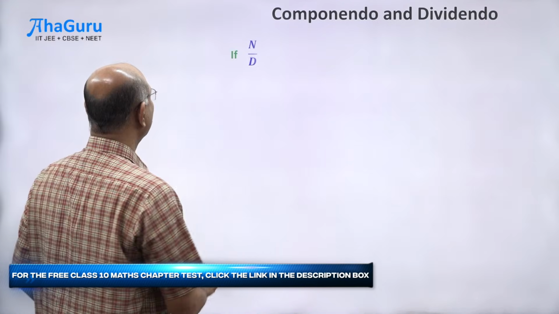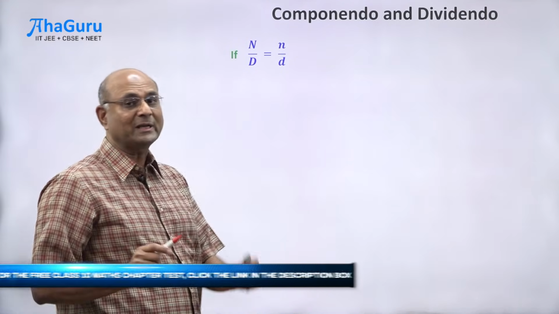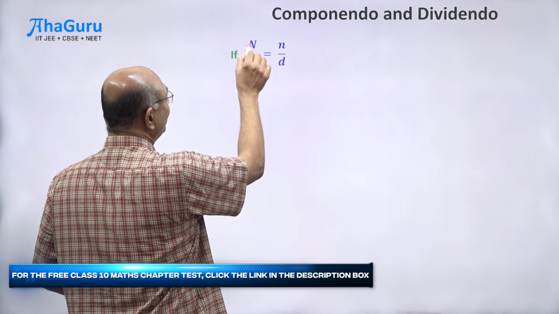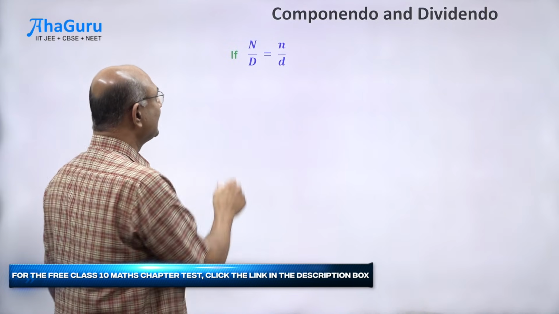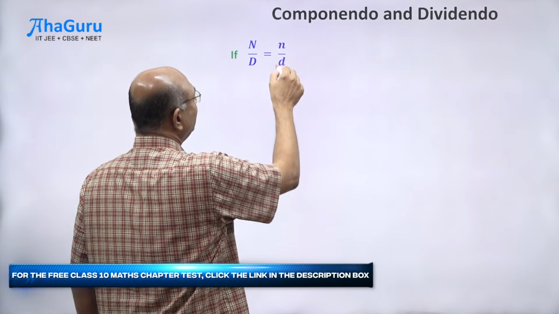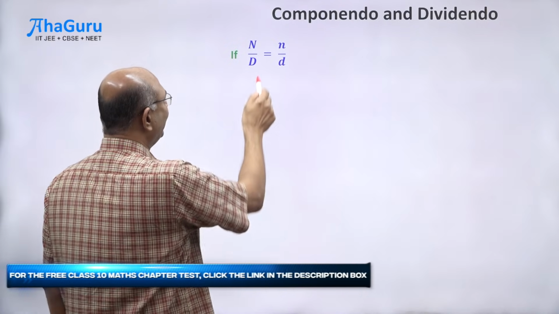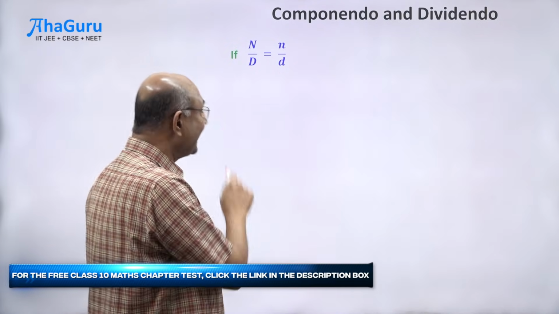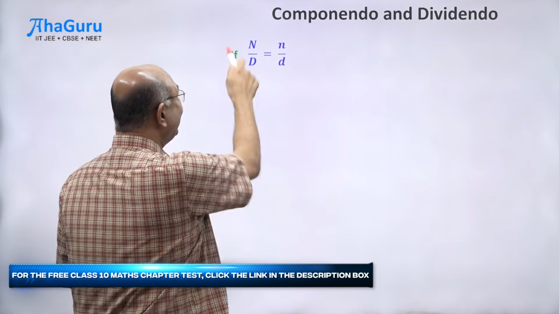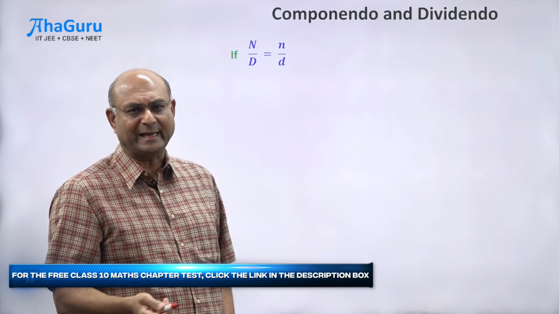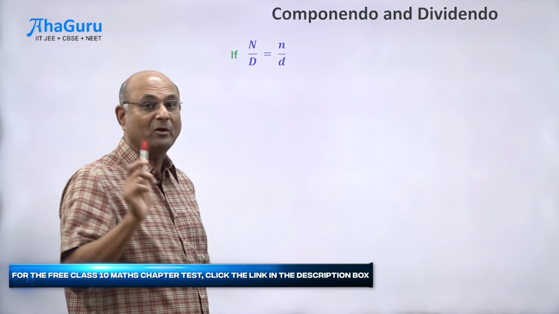Componendo and Dividendo. Okay, if two ratios are equal to each other, the first ratio I'm going to write as numerator by denominator using capital letters. So capital N by capital D is equal to small n by small d. So this ratio is equal to that ratio. Then you can combine n and d on the left side and you can combine n and d on the right side, and you will see that that statement will also be valid.